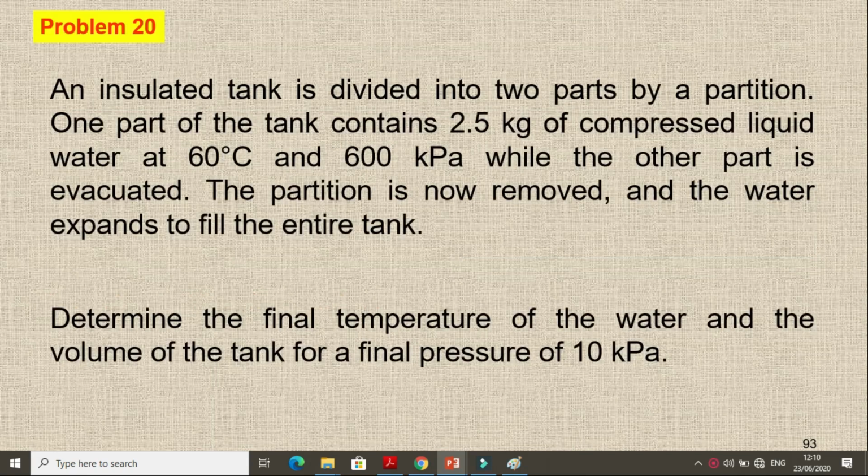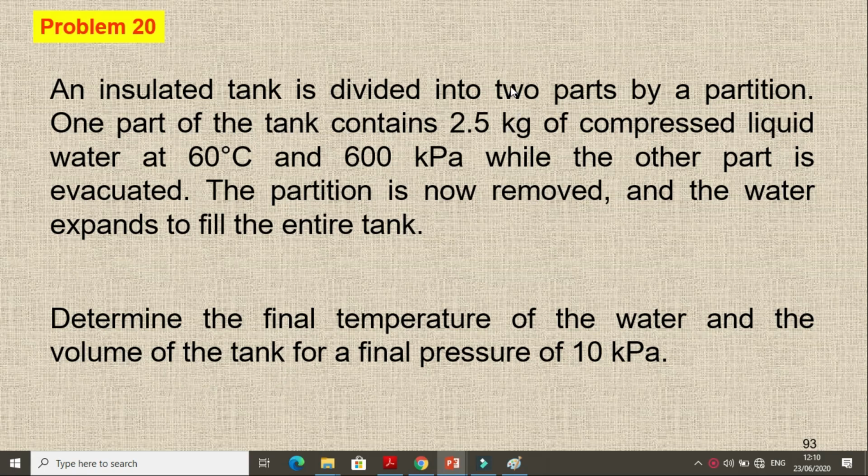Our next question is basically this one. Here, if you can see, we have an insulated tank which is divided into two parts by a partition. One part of the tank contains 2.5 kilogram of compressed liquid water at 60 degrees Celsius and 600 kilopascal, while the other part is evacuated. The partition is now removed and the water expands to fill the entire tank. Now determine the final temperature of the water and the volume of the tank for the final pressure of 10 kilopascal. So we know the initial pressure is 600 kilopascal and the final pressure is 10 kilopascal, and we don't know the volume of the tank.